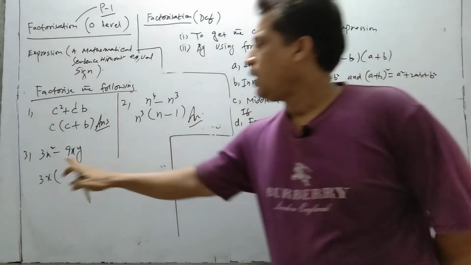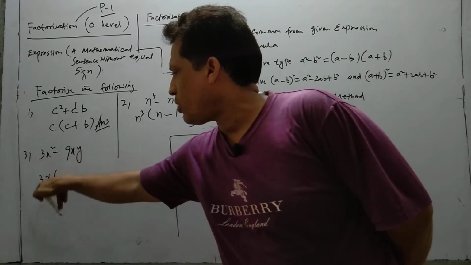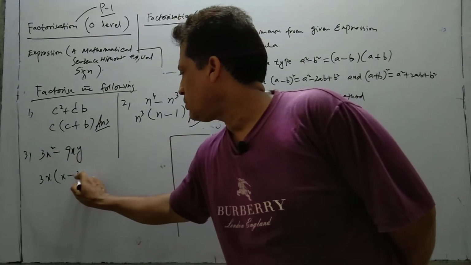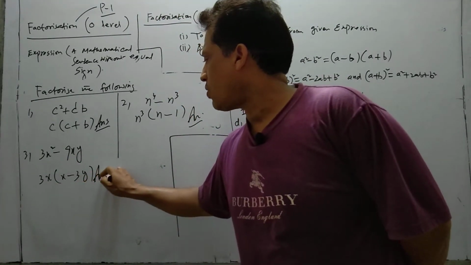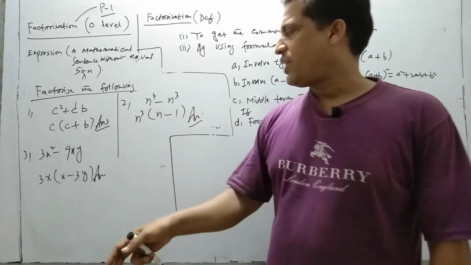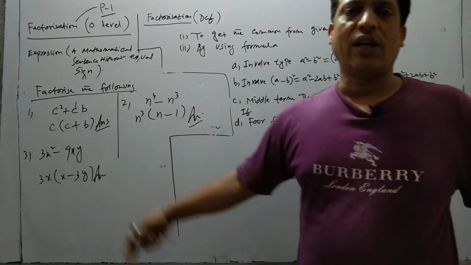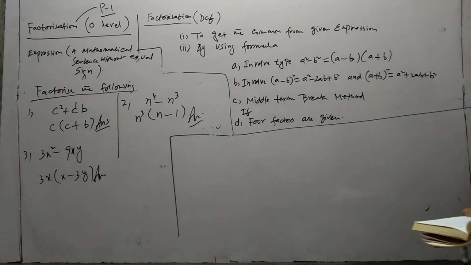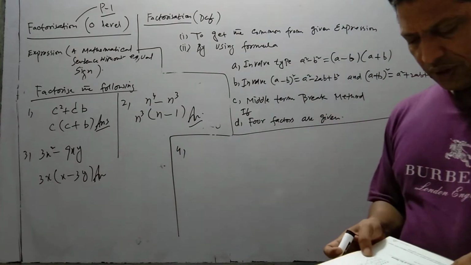Come outside. 3 cancels 3 because 3 upon 3 is 1. This x square, this is x. So the remaining is x. 3 3s are 9. x is outside. So only y. This is your final answer. Is there any doubt? You can check. 3x into x, 3x square, 3 3s are 9x square. So your answer is 100% correct. Okay. Let's do more questions. For example, one more, question number 4.